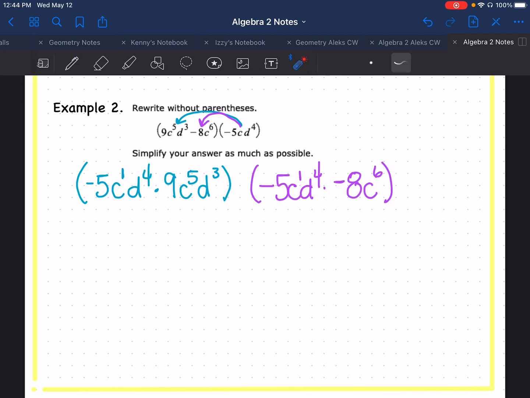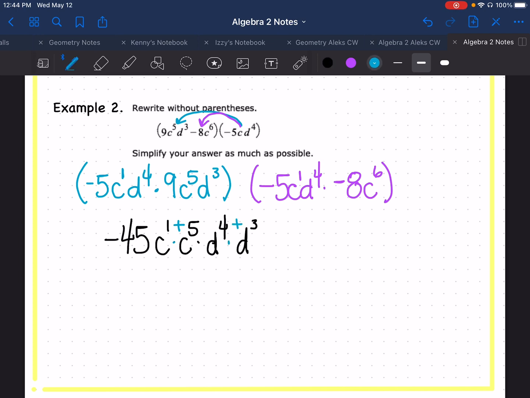All right, so I'm going to multiply negative 5 times positive 9. Negative 5 times positive 9 is negative 45. I have c to the 1st power times c to the 5th power. The rule says when you multiply by the same base, you can add the exponents. And then I also have d to the 4th times d to the 3rd. When I multiply by the same base, I can add the exponents.